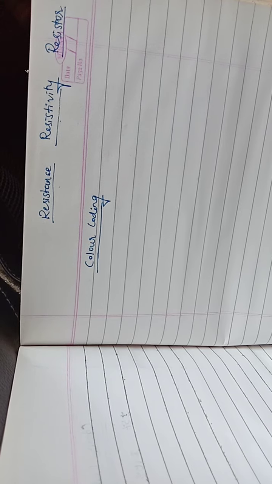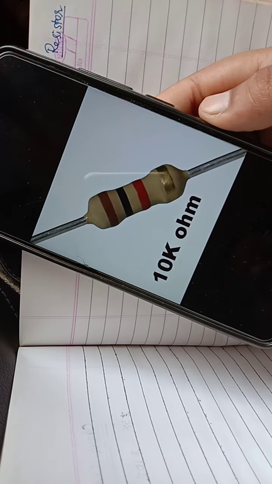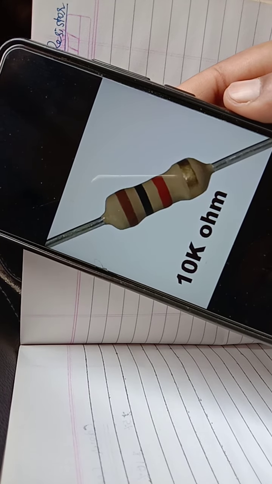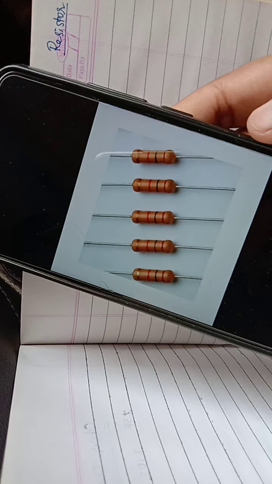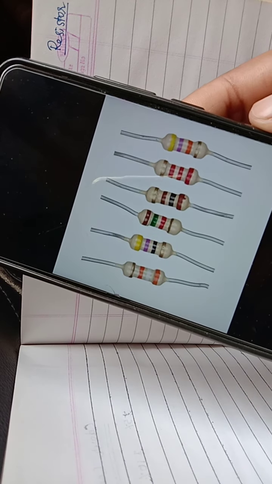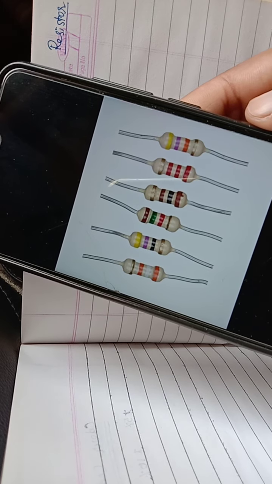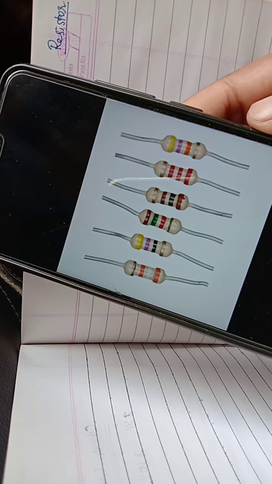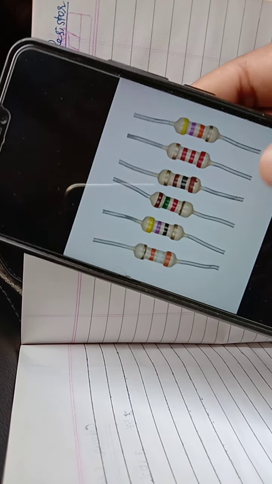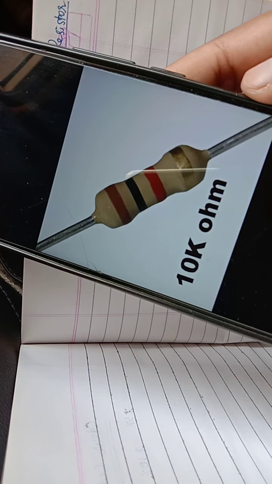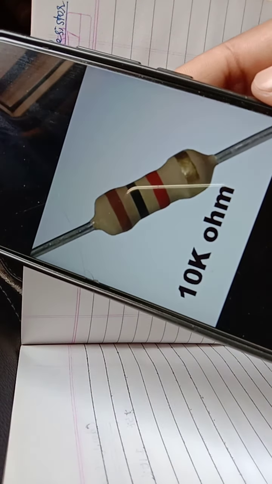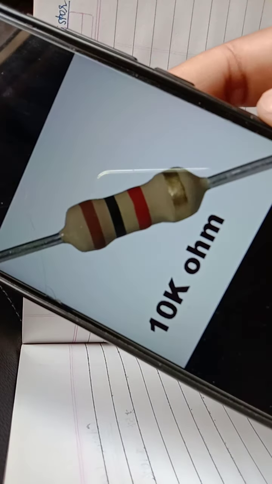I have shown you the picture already. This is the device called a resistor. We use this in our physics lab, and when you come to the lab, you can see it. It's a very small device which we use in the electrical circuit. As you already know, resistance opposes the flow of electrons, or the flow of electric current, in the conductor. The same work is done by these devices. If you use a resistor in any circuit, that resistor will oppose the flow of electric current in that circuit.